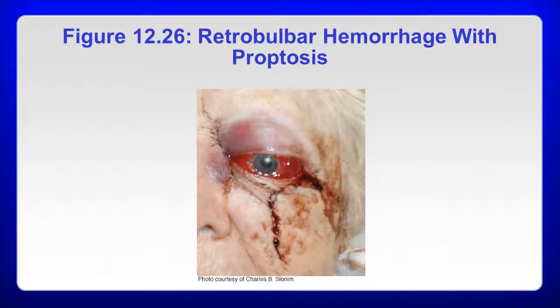So here is just a picture of a retrobulbar hemorrhage with proptosis. You can see the eye getting pushed forward. Here we had a pretty significant trauma to the eye. Again, the fear here is that you can have a possible circulatory compromise to the optic nerve, which then could have a pretty big impact on vision later on.